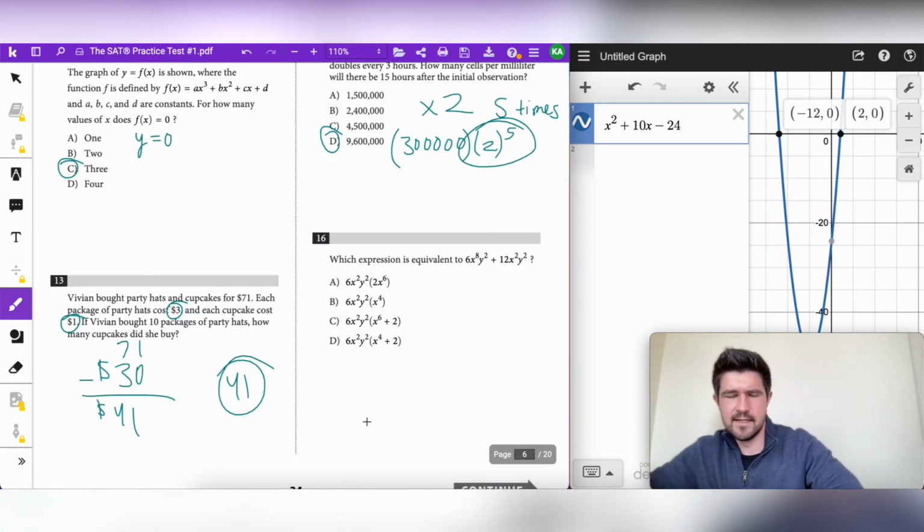Okay, what about 16? We've got exponents. Which expression's equivalent to this thing? So first thing I notice is we can't combine these because they don't have the same exponents. So we can't just say, oh, 18x something. We can't do that. They're totally different. But what we can do is we could factor something out of both of these.